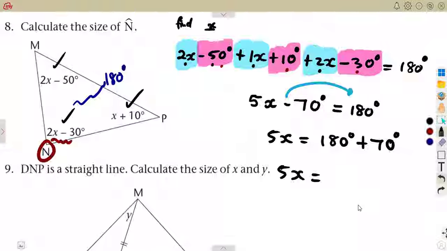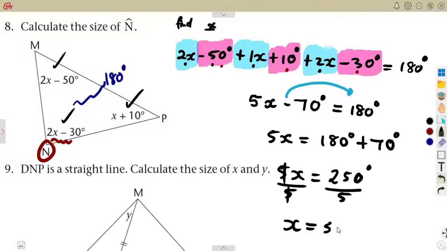So that was going to be 250 degrees like this. Okay, then we're simply going to divide by 5. That's a product, so divide by 5 both sides. We obtain the value of x, which is 50. That was going to be 50 degrees. So that's the value of x.